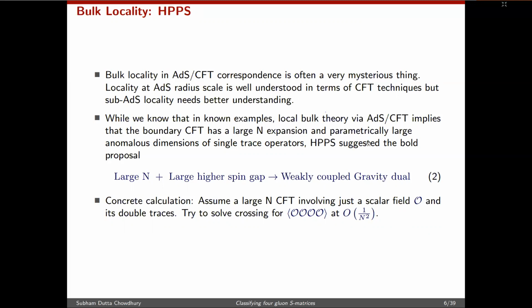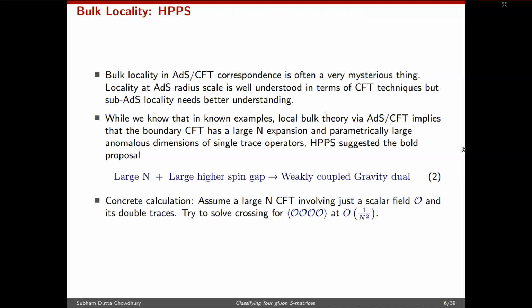As a zeroth order, they had a very bold proposal. Usually in known examples of AdS/CFT duality, if you have a weakly coupled gravity dual, you know that your CFT has a sparse spectrum. That is, the single trace operators above spin 2 have large anomalous dimensions, so that the spectrum is sparse. Now, they suggested the reverse proposal, that any Lagrangian theory with a large higher spin gap should have a weakly coupled gravity dual.